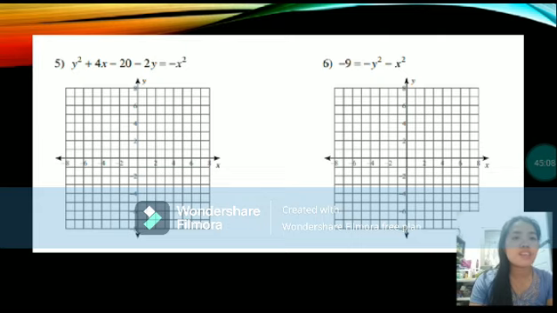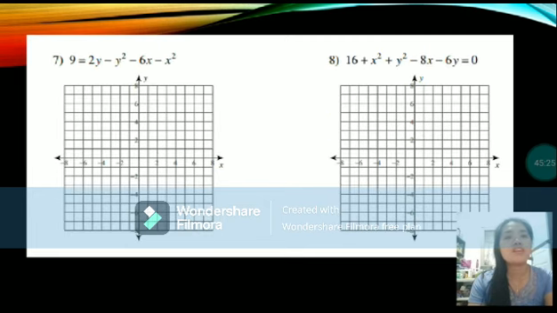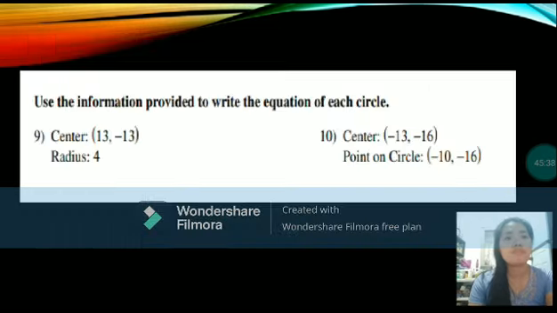So this time it's not in standard form, so you have to express it in standard form first. Find the center and the radius. Number 6, negative 9 is equal to negative y squared minus x squared. Okay, this is also very easy. All you have to do is manipulate the equation. Number 7, 9 is equal to 2y minus y squared minus 6x minus x squared. And number 8, 16 plus x squared plus y squared minus 8x minus 6y equals 0.